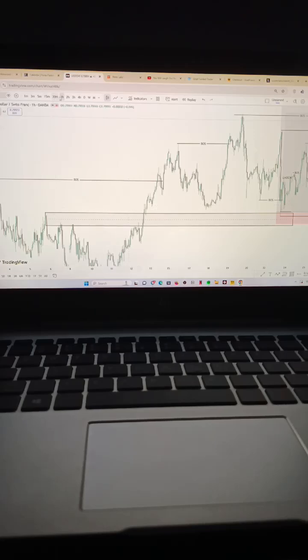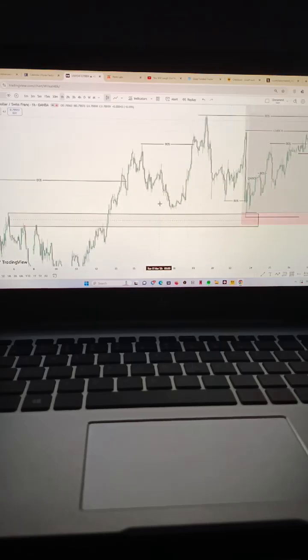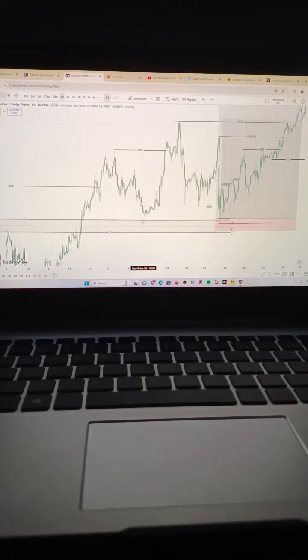I just had to look for a POI where I know that the market might react from. Then I went down to 1 hour and I was able to spot this breaker block. So I placed my limit order just slightly beneath this swing low, and the market tapped me in. I held this trade for about a week, from Monday till Friday.